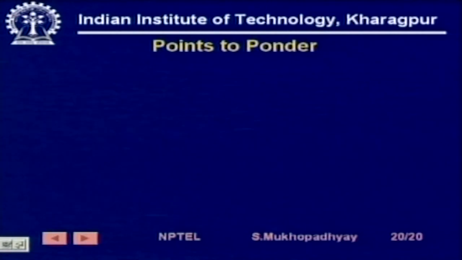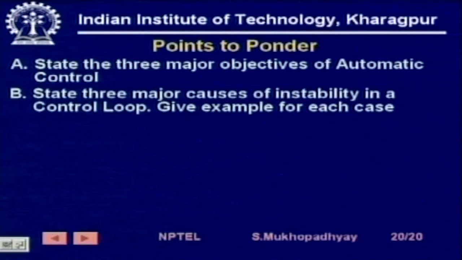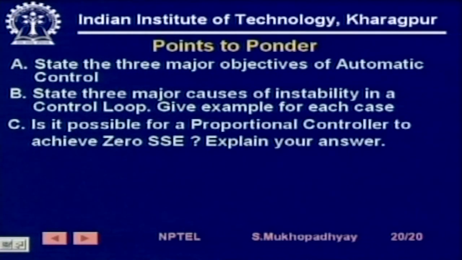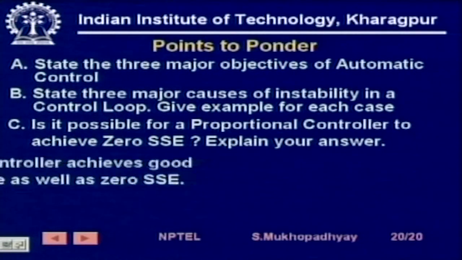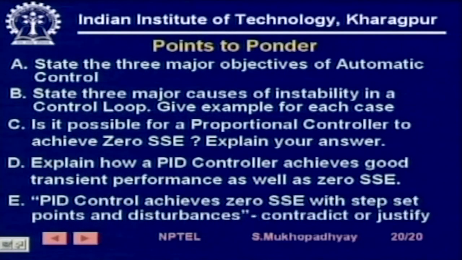Here are some points for you to ponder. First, state the 3 major objectives of automatic control, which I have just now said. State 3 major causes of instability in a control loop, and give a practical example for each case. And is it possible for a proportional controller to achieve 0 steady state error? I have already explained an example. You try to explain it in your own language. And explain how a PID controller can achieve good transient performance as well as 0 steady state error.